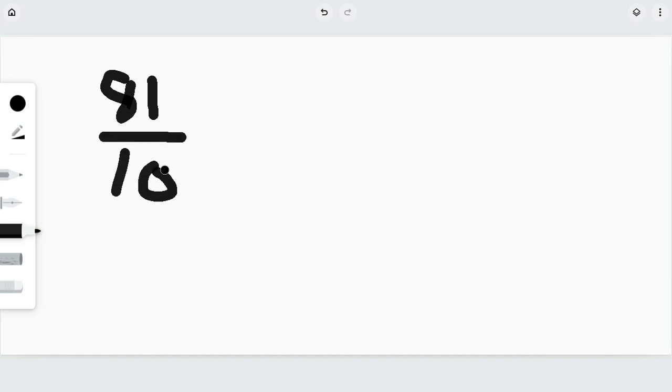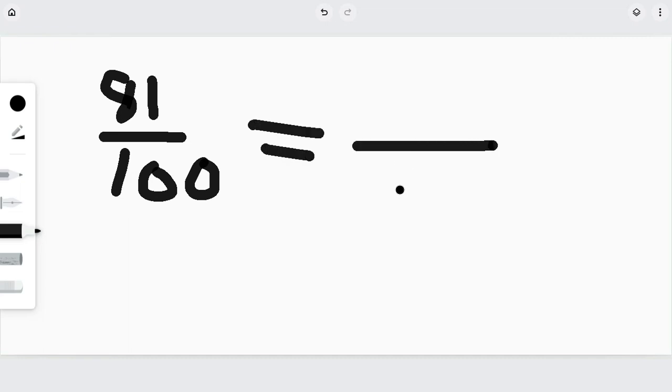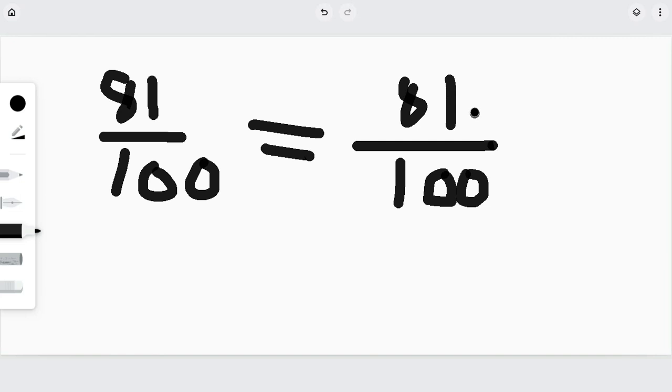Now the second example is that we are going to change 81 over 100. So 81 over 100. We want to change this one to decimal. So remember we are dealing with fractions that have 100 as their denominator. So draw the fraction bar like this and write 100 here, the same thing like we did in the first one. So write your decimal point here.